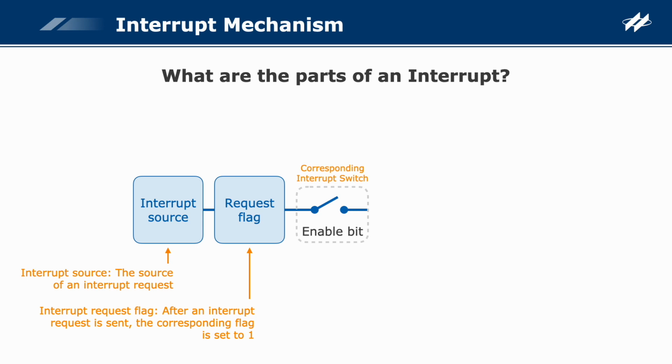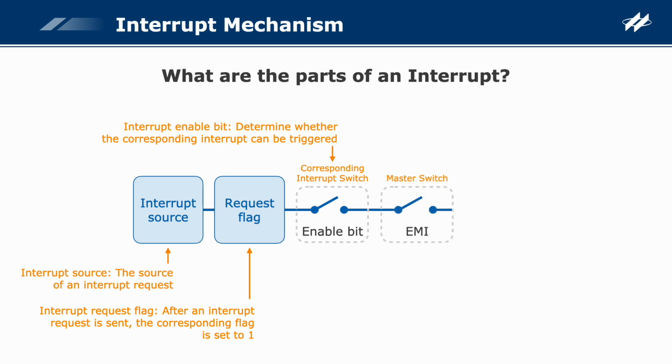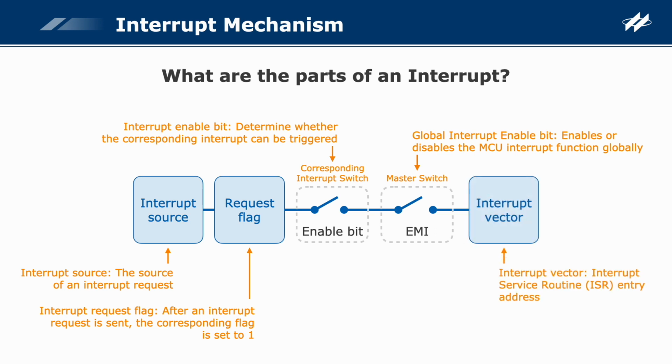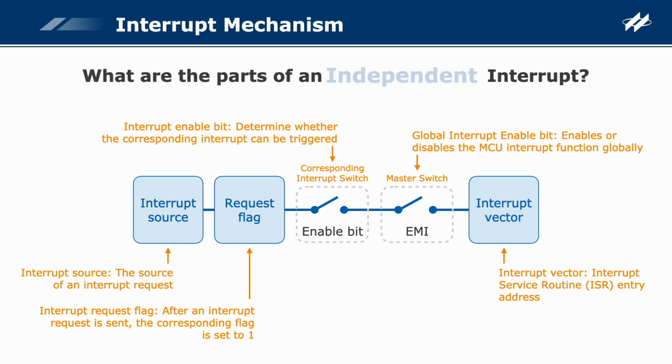At the same time, the interrupt source has its own little switch, that is, the interrupt enable bit, which can determine whether to allow the interrupt to be triggered. There are multiple interrupt sources in the entire interrupt system. Therefore, there is also a master switch, that is, the global interrupt enable bit, EMI, which globally enables or disables the MCU interrupt function. Finally, there is an interrupt vector, which is the entry address of the interrupt service routine, ISR. The above are the parts of an independent interrupt.